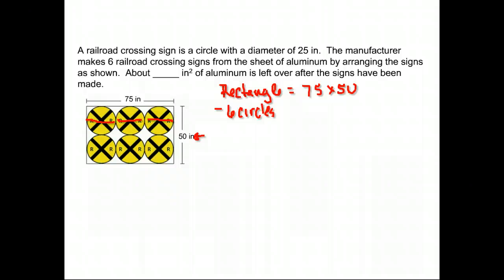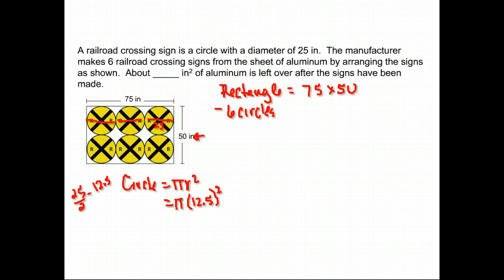And since the circles are all exactly the same size, I can just find one once and multiply it by 6. So I'm going to go over here to find the area of my circle. Again, we use pi times radius squared. The diameter of a circle is 25 all the way across. So the radius would be half of 25, or 12.5. Okay, so to find your radius, you take the diameter and divide it in half.